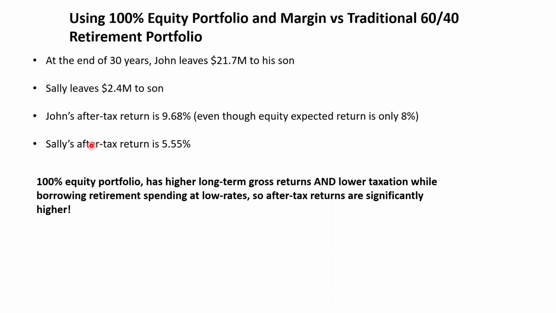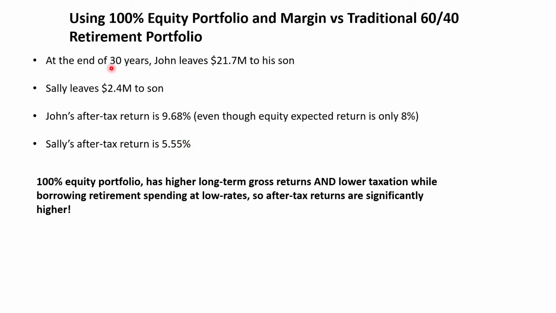Sally, on the other hand, her after-tax return is significantly less, right? Because, first of all, her gross returns were less because she was in a 60-40 portfolio. So her after-tax return is only 5.55%. So in this scenario, John clearly loves his son significantly more than Sally, because John was prudent in his financial planning and how to use financial tools to advance his objectives, right?